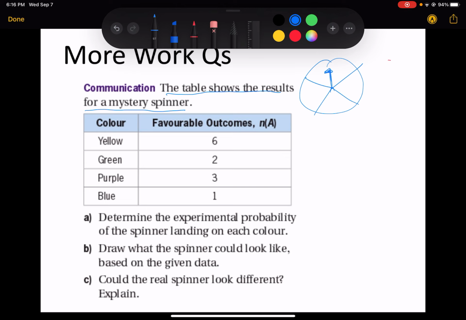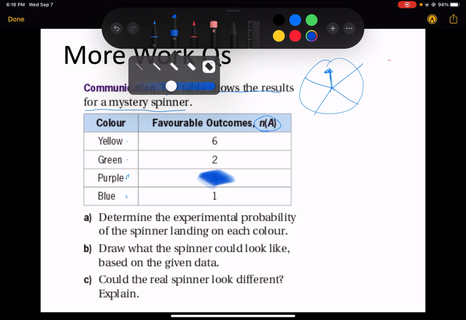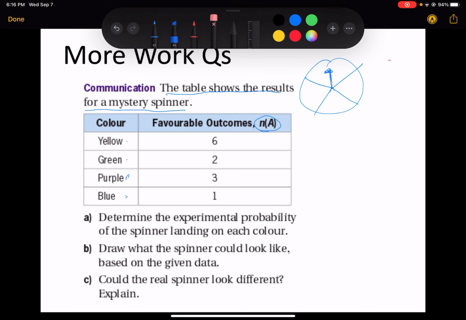So you got yellow, favorable outcomes, and A means the number of times the outcome was, so A can represent yellow, green, blue, or purple. And yellow occurred 6 times, 2 times for green, 3 times for purple and 1 time for blue. Okay, and determine the experimental probability of the spinner landing on each color.